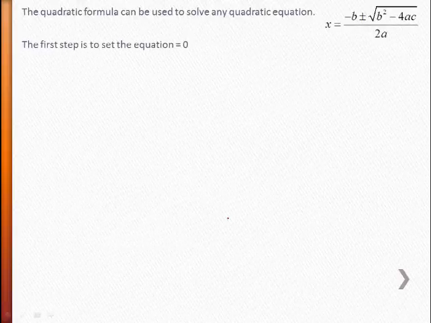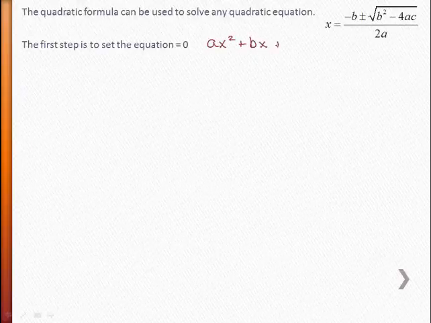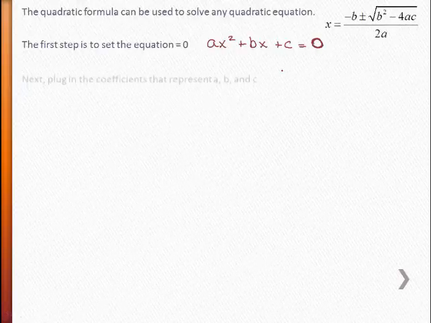So the first step is we need to set the equation equal to 0. It must be in the format ax squared plus bx plus c equals 0. Of course, these pluses could be minuses, but this has to be 0. So if it's not equal to 0, you need to rearrange it to make it equal to 0.